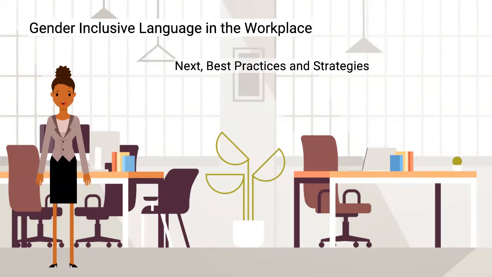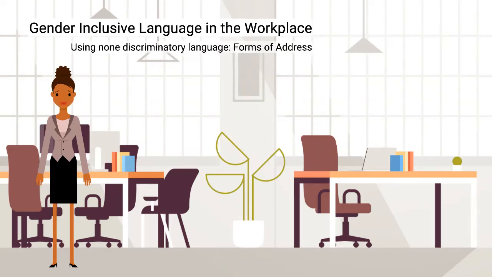Next, let's talk about best practices and strategies for inclusive language in the workplace. There are a number of strategies that can be applied when speaking or writing to be more gender-inclusive. First, let's discuss using non-discriminatory language. We will start with forms of address. When referring to or addressing specific individuals, use forms of address and pronouns that are consistent with their gender identity.